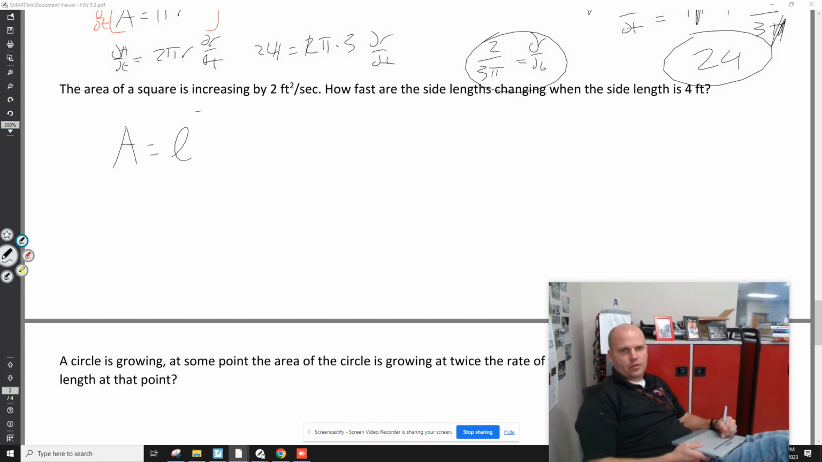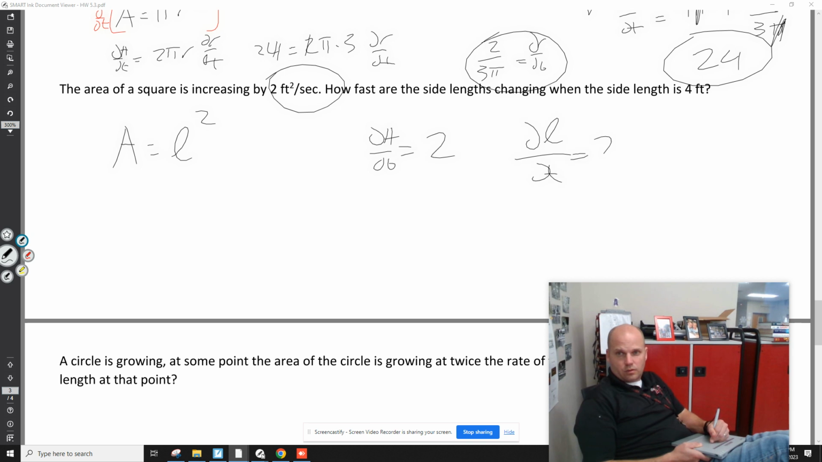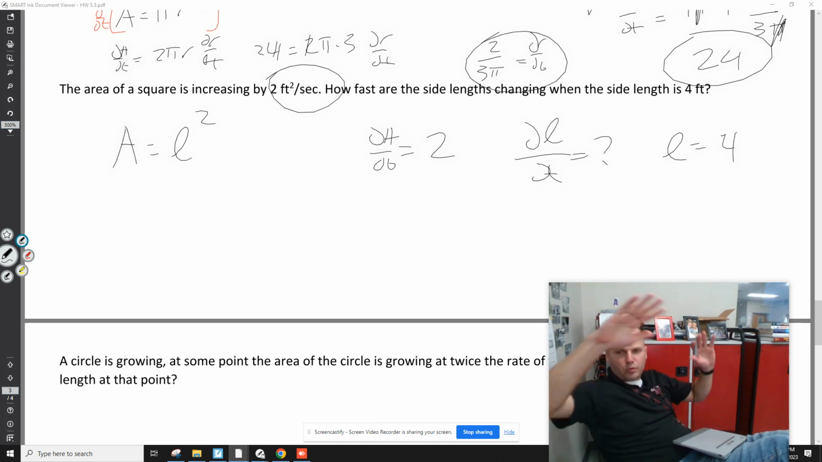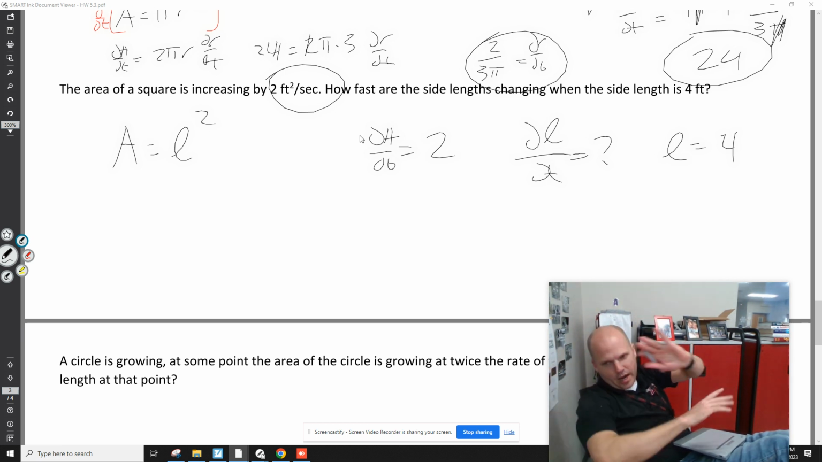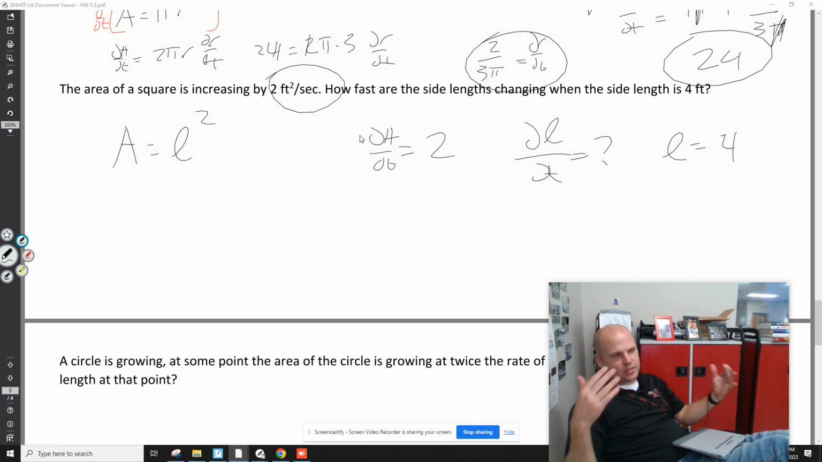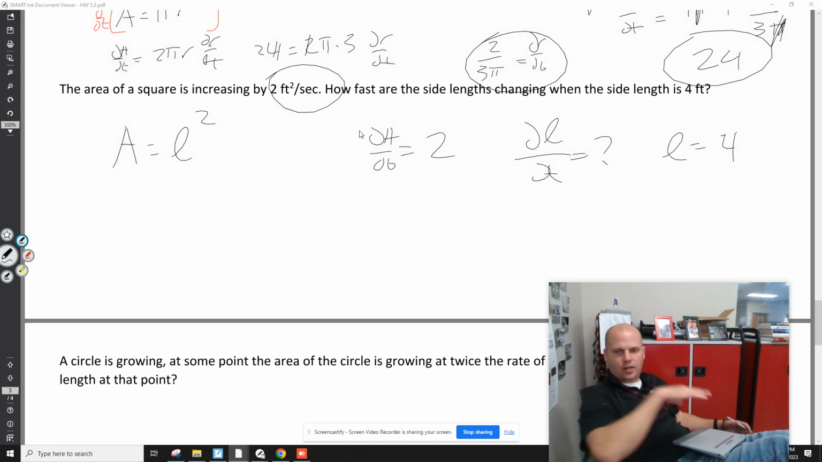Area of a square is a length squared. Area is increasing by 2 feet per second. How fast are the side lengths changing when the length is 4? Try it before looking at the answer. Don't look at this. Start over. Rewind, pause. Don't copy what I put down. That is not helping you. Try to get the answer, then go back.